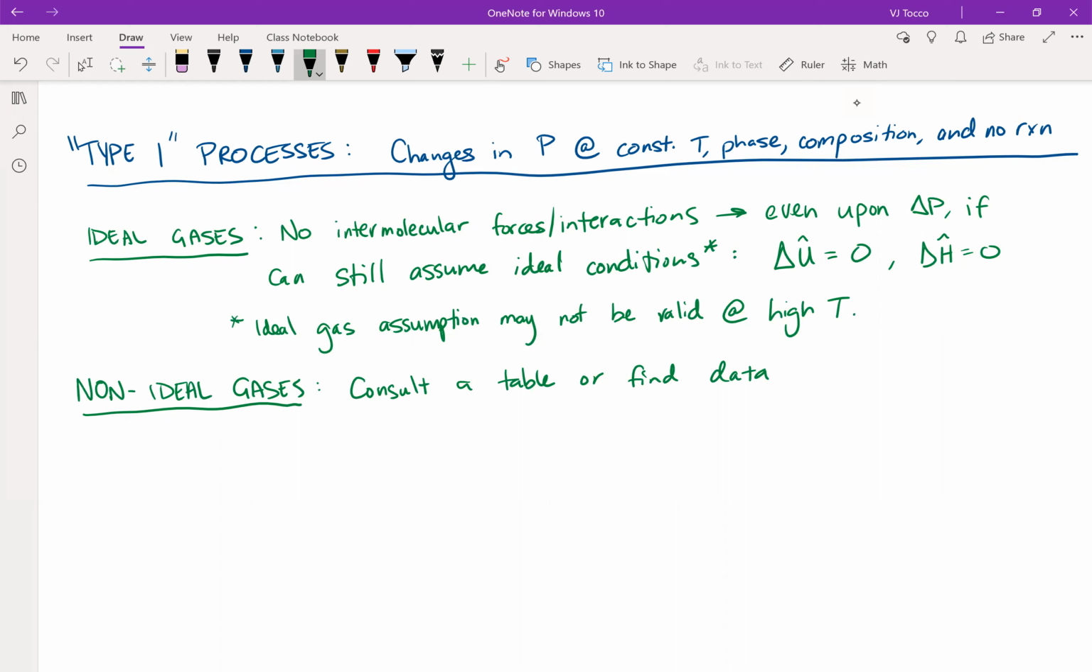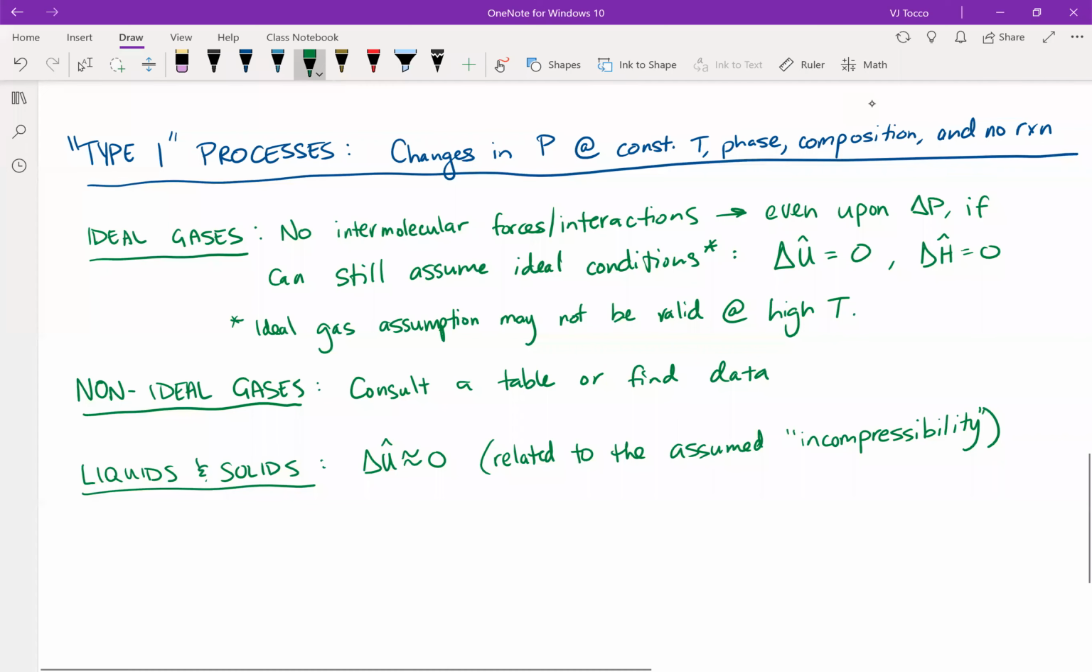And the final phase of matter that we'll consider is liquids and solids. And this one is also reasonably easy to remember. For liquids and solids, delta U hat is equal to 0. Or a better way to write it may be that it's not exactly equal to 0. I've just changed this to an approximately equal to sign. And this is, again, something that we've seen in the steam tables. If I change the pressure of liquid water, the internal energy does not change all that much. So the delta U is approximately equal to 0.